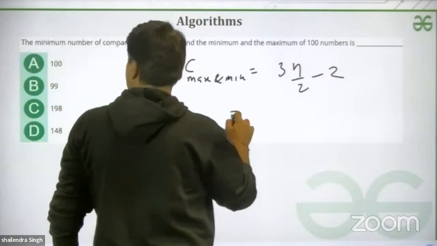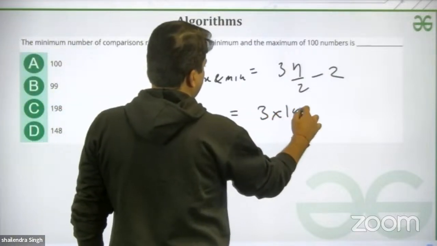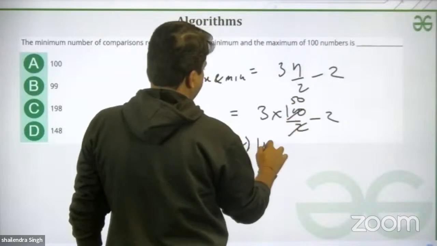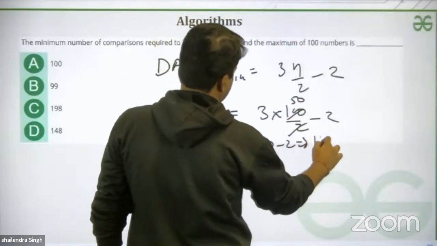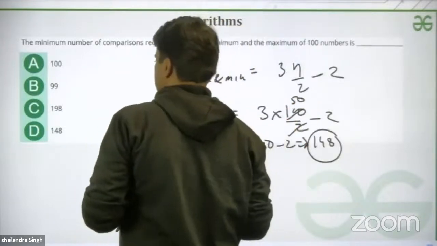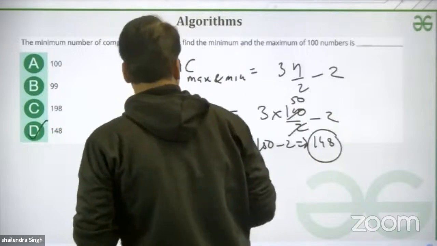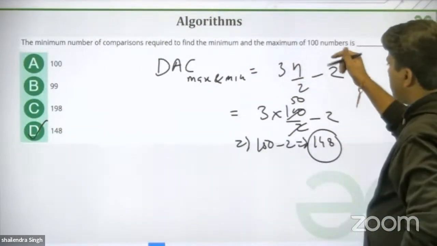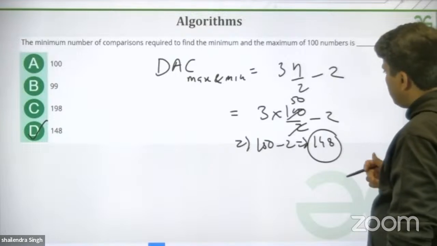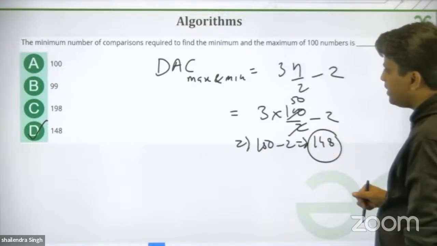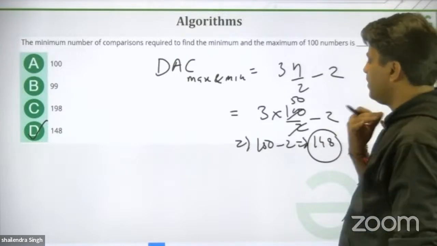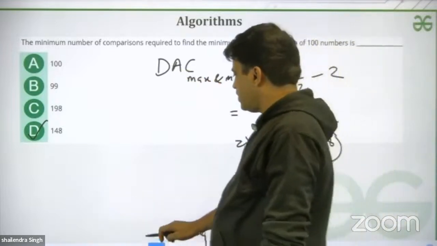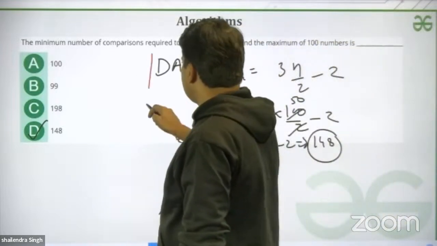So here 3 into 100/2 minus 2, so 100 divided by 2 is 50, 3 times 50 is 150, and minus 2 is 148. 148 is the right answer, so D is the correct answer. Am I right? Yes, 148 is correct. Many questions based on this have been asked in your GATE exams, so keep this in mind.